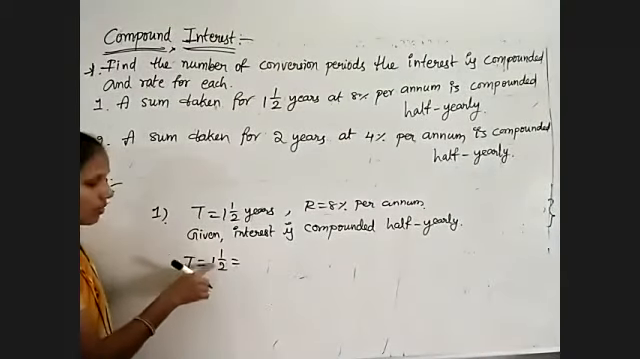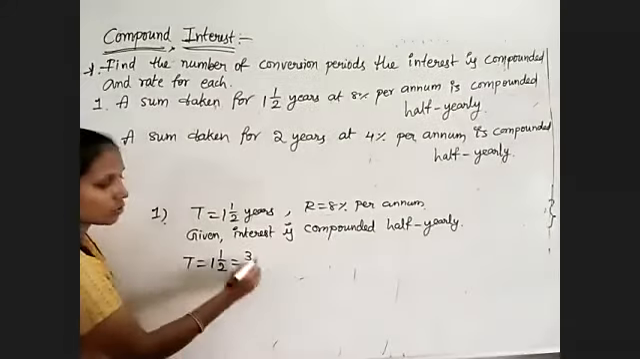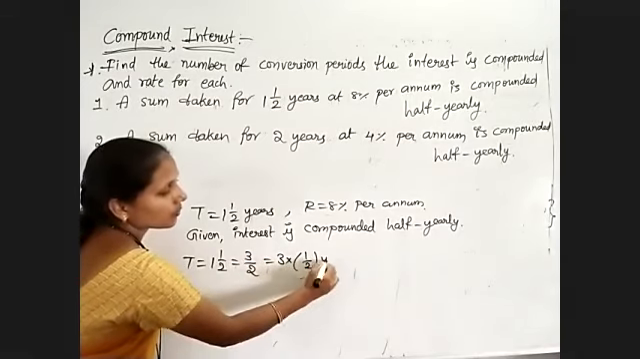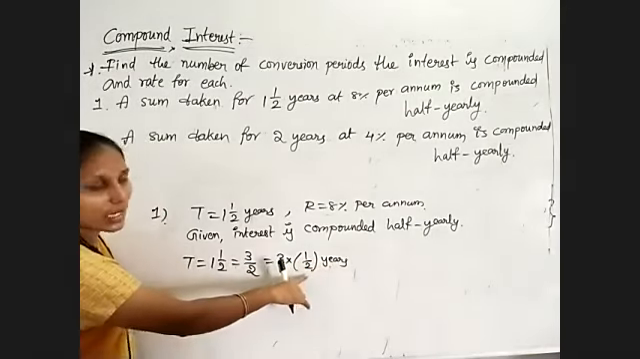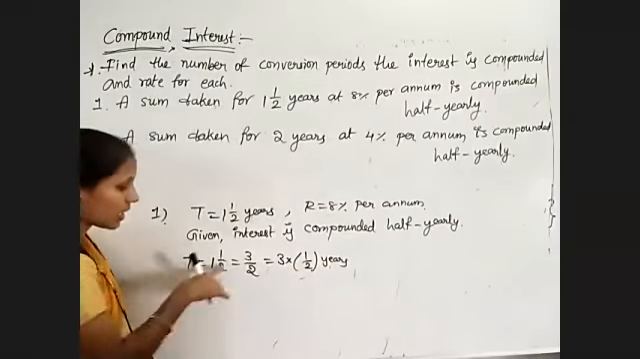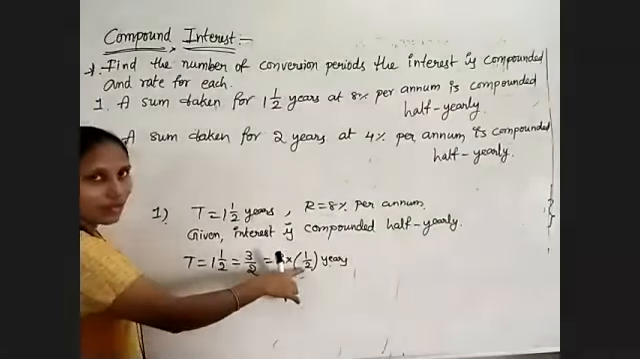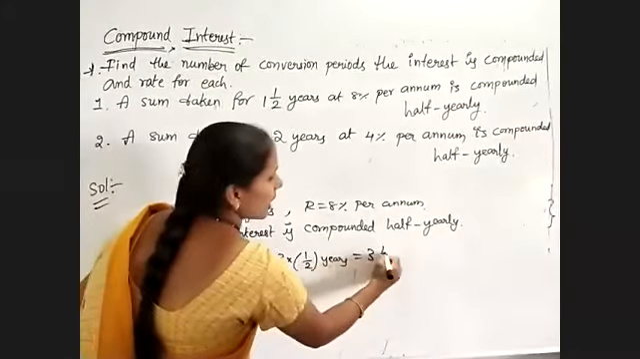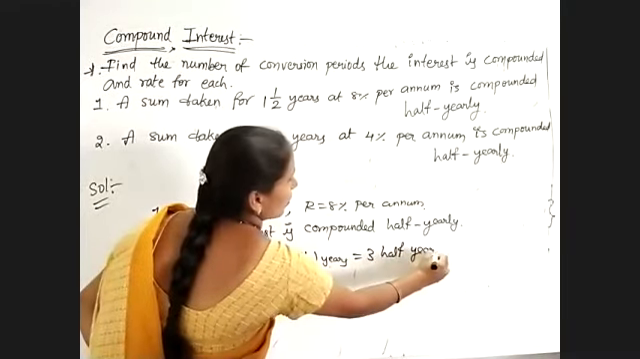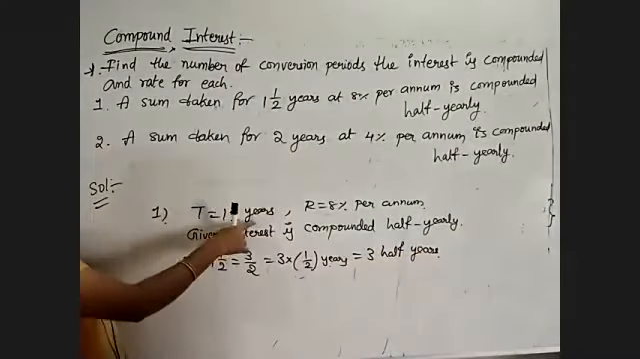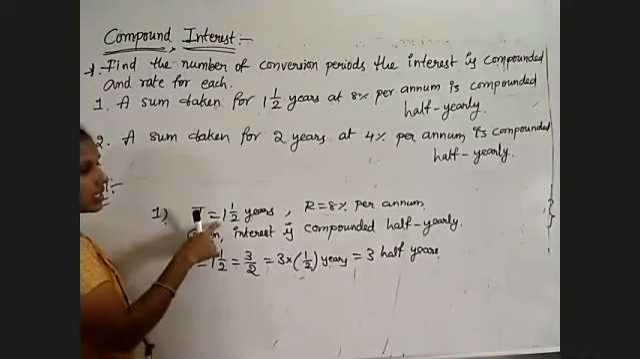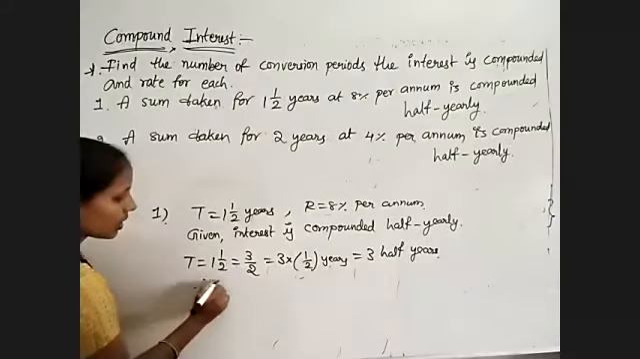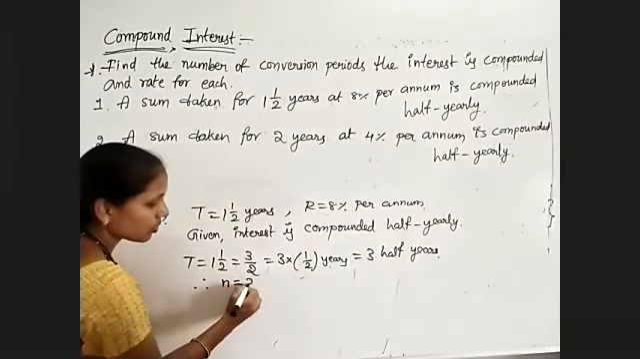Convert into improper. 2 ones are 2, 2 plus 1, 3. 3/2. That is nothing but 3 into 1/2 years. Yes or no? 1/2 year is nothing but half year. How many half years are there in this many years? 3 into half years. That is 3 half years are there, which is equal to 1.5 years. In 1 year, 2 half years are there and 1 more half year. Completely 3 half years we have. Understand? So therefore, number of conversion periods is equal to 3.